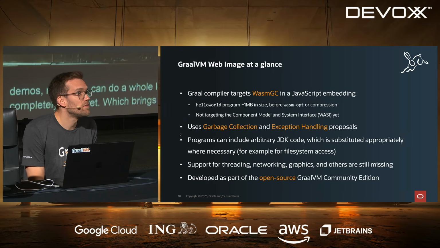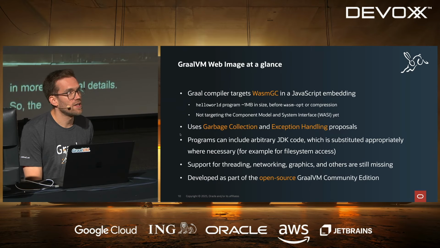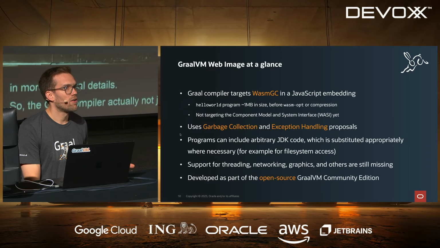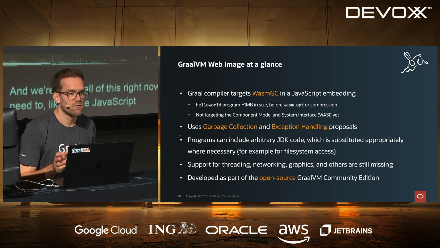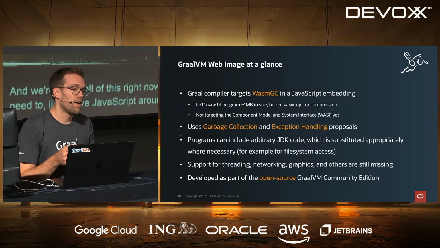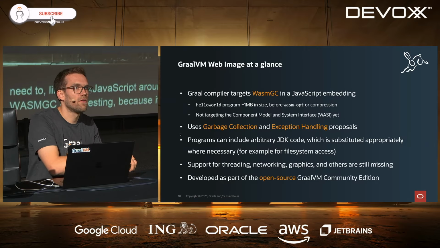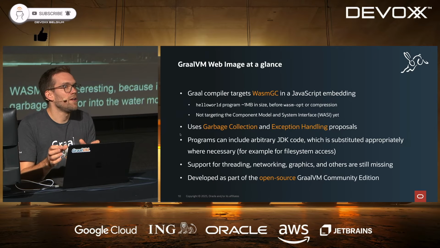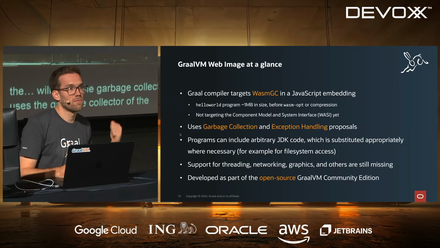I want to give you a quick overview of web image, in more technical detail. The Graal compiler actually not just emits Wasm, it emits Wasm GC. And we're doing all of this right now in a JavaScript embedding, so you need to have JavaScript around at the moment, right? Wasm GC is interesting because it means we don't need to put a garbage collector into the Wasm module, but the Wasm module will reuse the garbage collector of the runtime it runs on. So it uses the garbage collector of the browser, for example, if it runs in the browser.